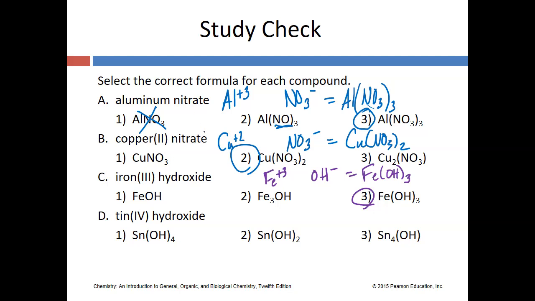With tin(IV) hydroxide, tin is Sn. The IV indicates a 4 positive charge. Hydroxide we just talked about is OH minus. If we crisscross the charges, we get Sn(OH) taken 4 times.